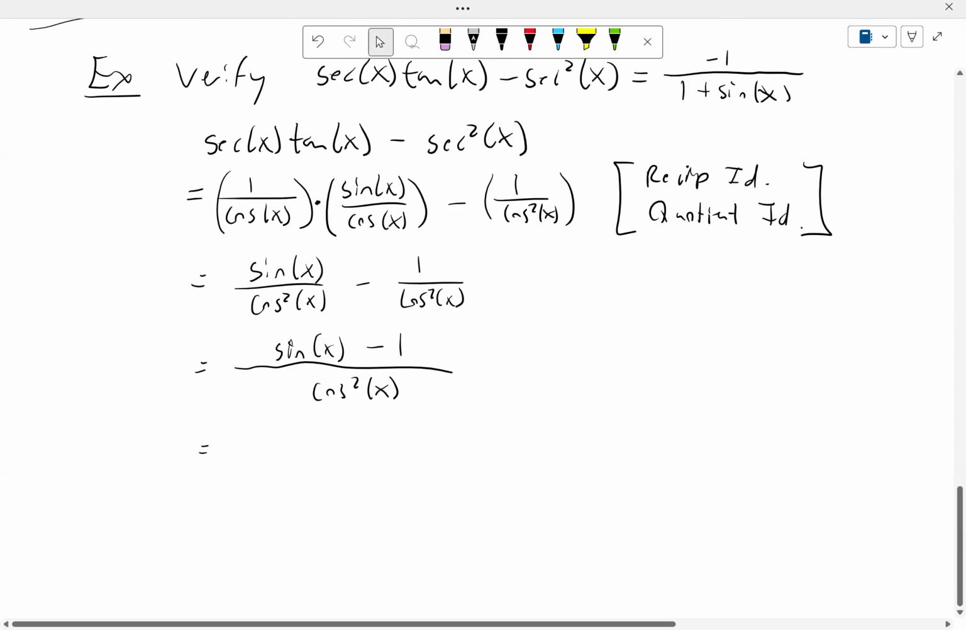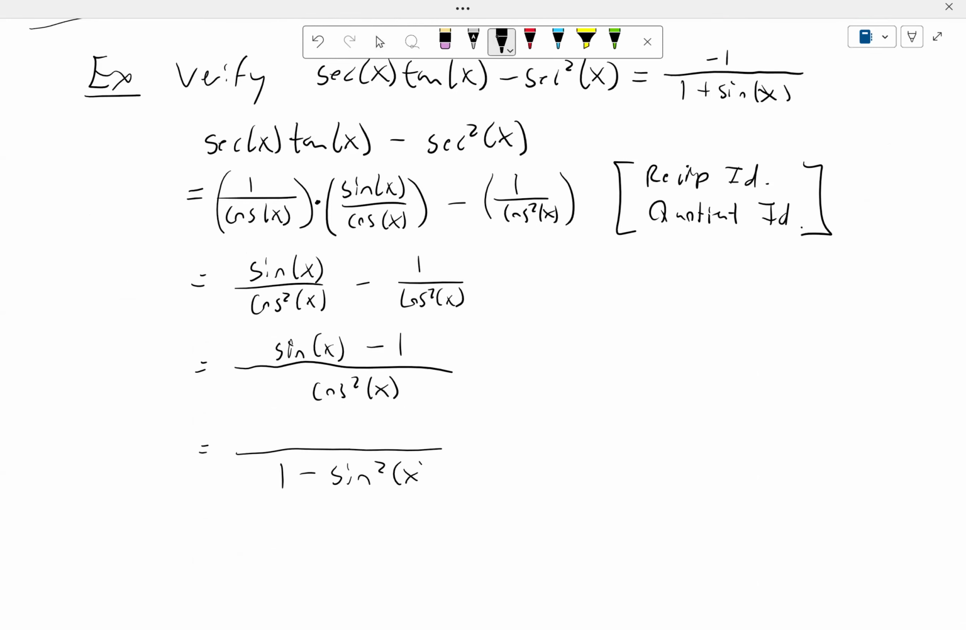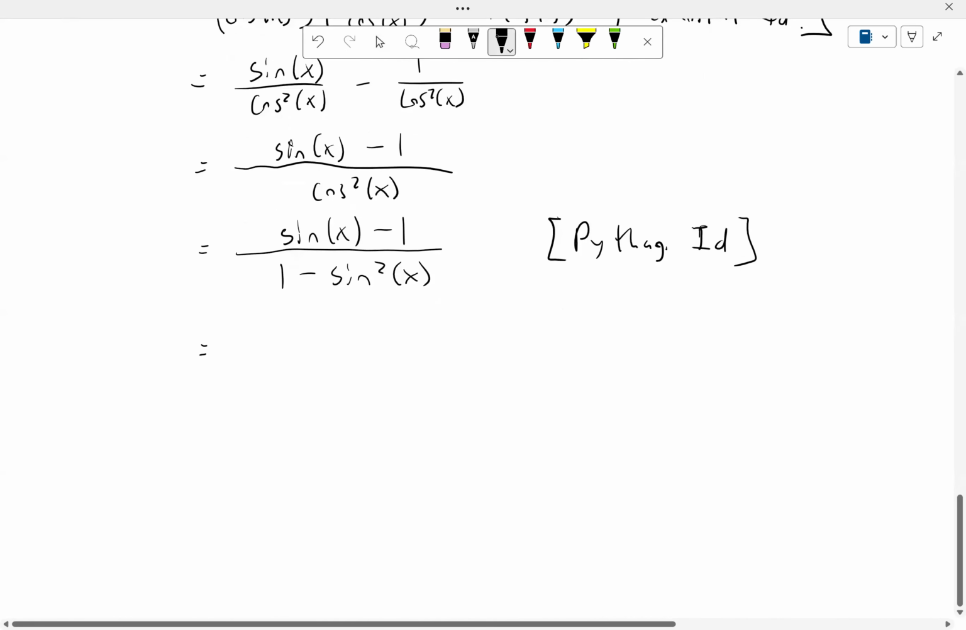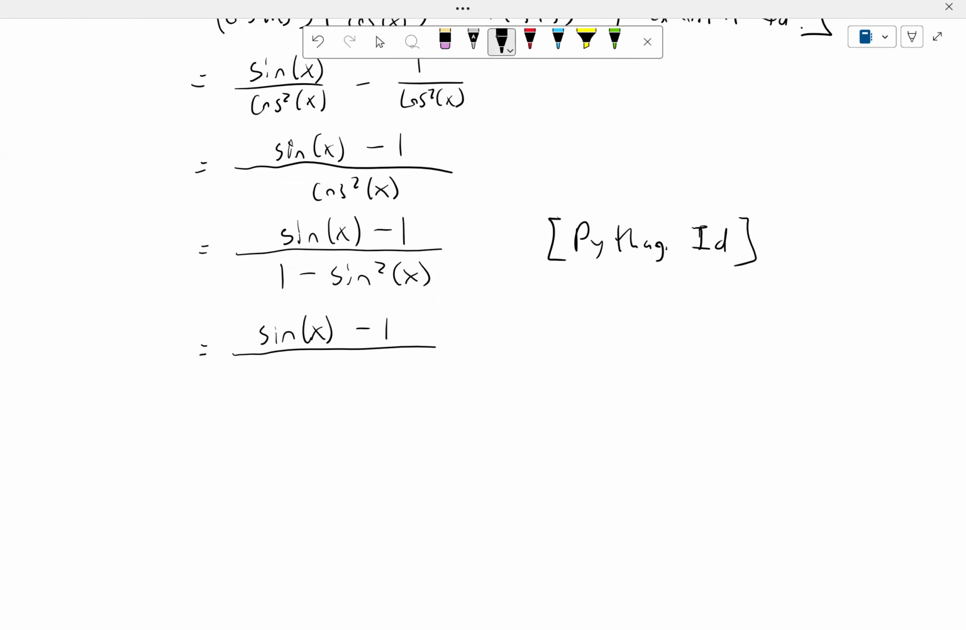So my Pythagorean identity gives me that my denominator here is really the same thing as 1 minus sine squared of x. So I have a sine of x minus 1 in my numerator divided by 1 minus sine squared of x. So that's my Pythagorean identity at work there. Again, I still have nothing that will cancel off, because I need to factor the numerator and the denominator as much as possible, and then I can cancel off common factors. My numerator is completely factored already. My denominator, well, that does factor pretty nicely. It factors as 1 minus sine of x times 1 plus sine of x.